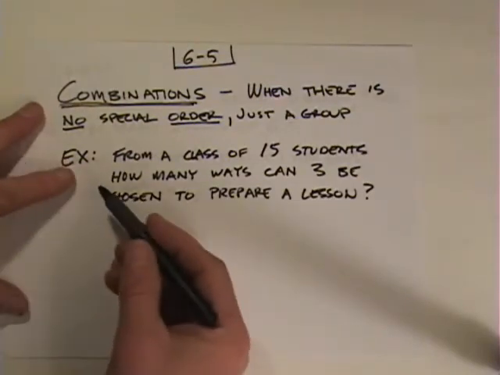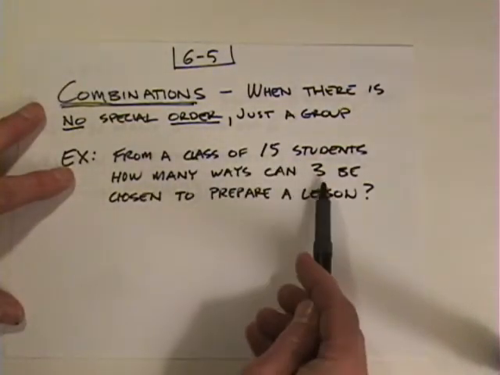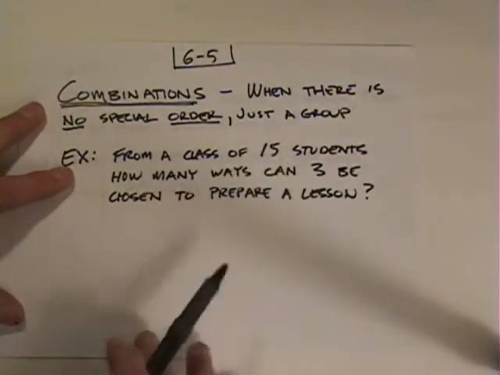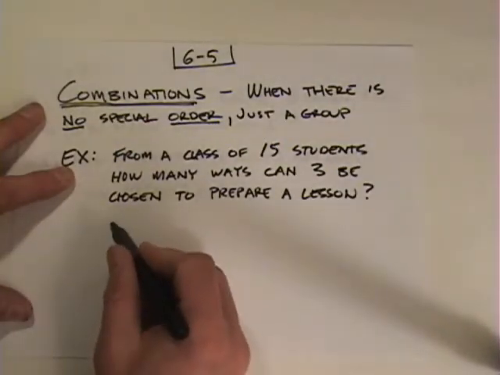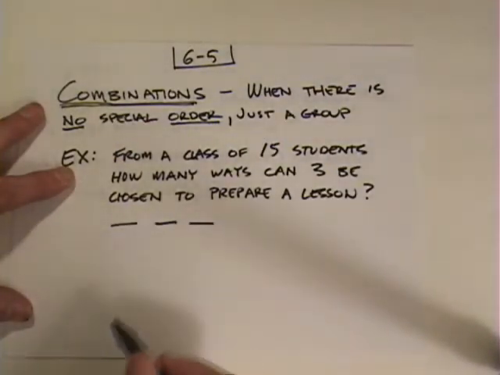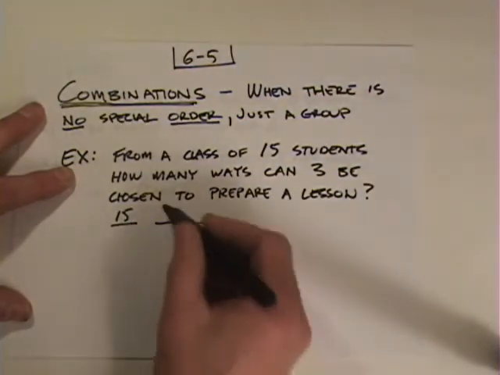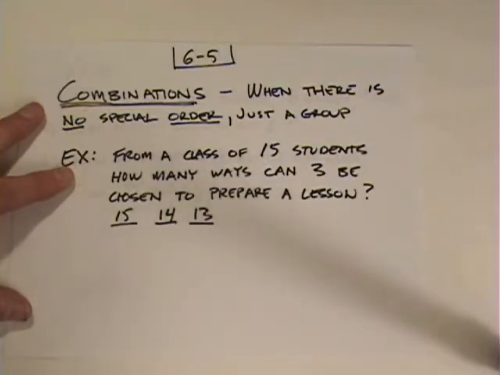So an example of this would be if I've got a class and I'm going to select 3 students and they're chosen maybe to produce a video lesson or something like that, how many different ways can I choose these 3 students out of a group of 15? Well, if we think about the fill in the blank method, I could choose any one of the 15 for the first person. I could choose any one of the 14 and then 13 for the third.